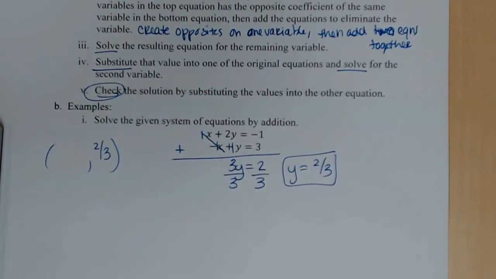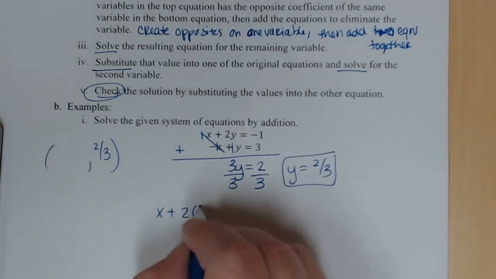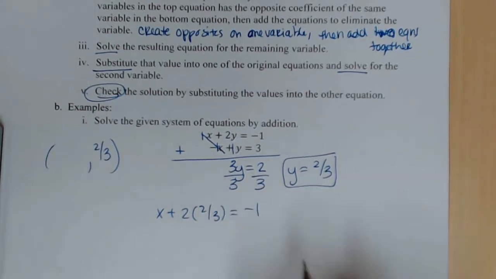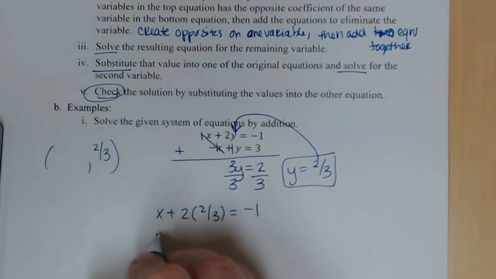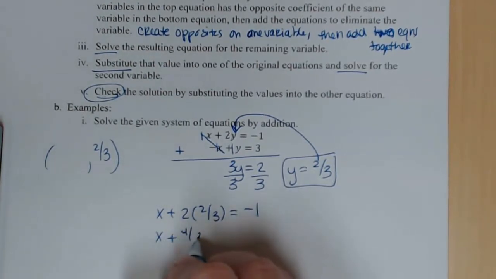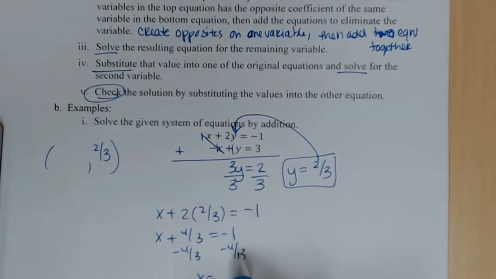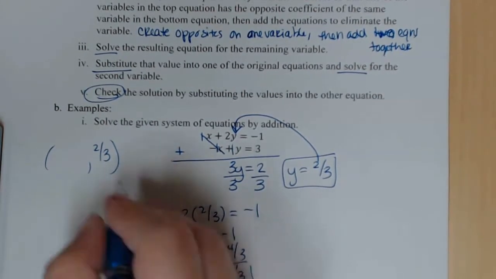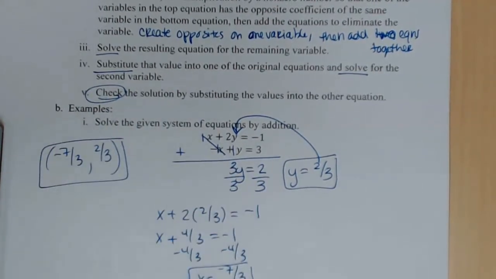After you get one variable, just like we did in the previous process, we're going to substitute back into the original problem, one of them, and get our other one. So I'm going to take that 2/3 and plug it in here for y. So this gives me x plus 4/3 equal to negative 1. And then move that 4/3 over. So negative 1 plus negative 4/3 gives me negative 7/3. Again, it's okay to get fractions. Just use your calculator to help you out along the way.